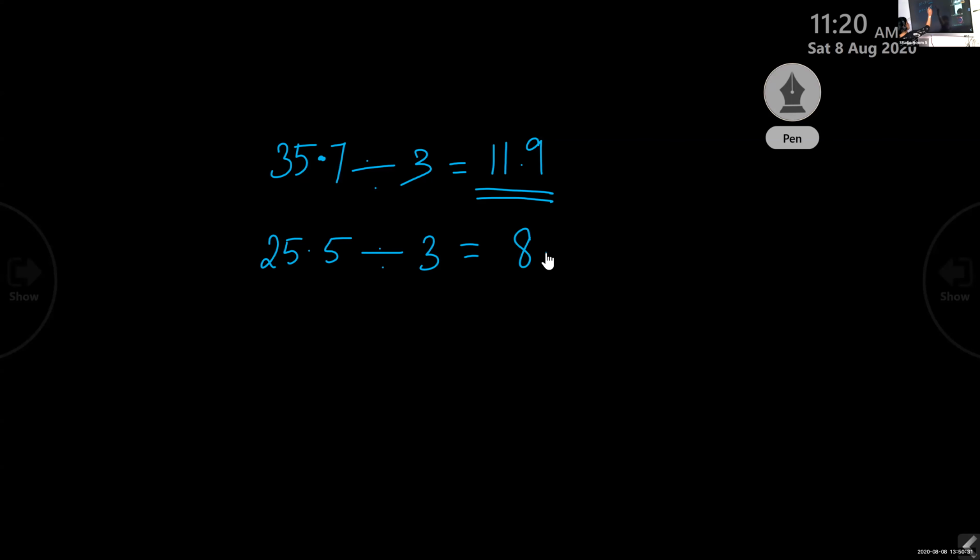Can you go slowly? Okay. You find out the answer by yourself. 3 8s are 24, balance 1. 3 5s are 15, so you'll get 85. Isn't it? Only one decimal point. So 85 you will get. Now how many places? One. So we have to put a point here. That's all. 8.5.